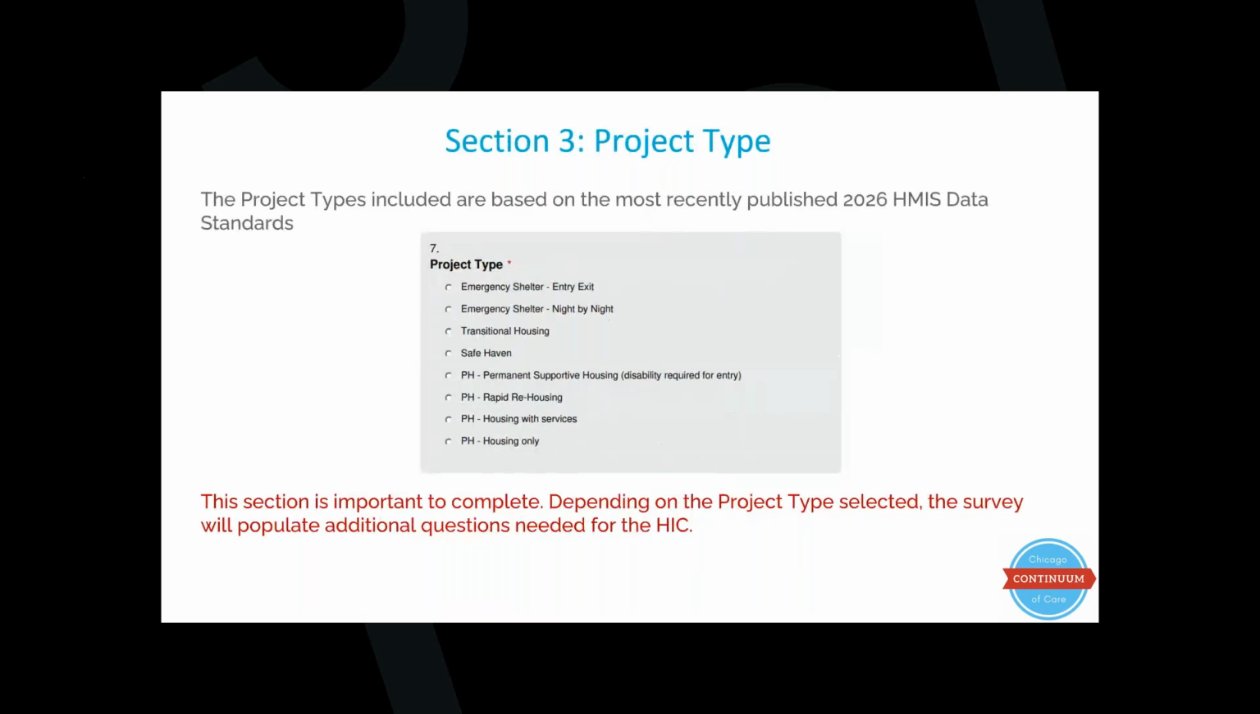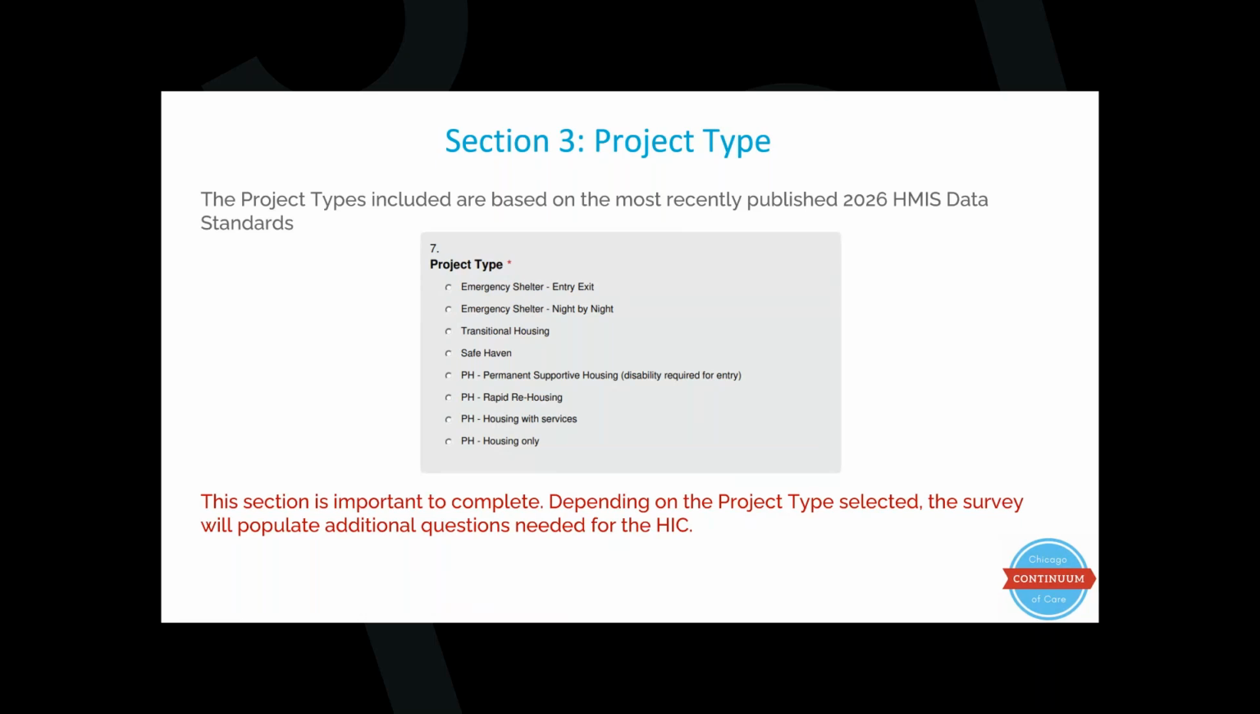Okay, so the next piece is going to be section 3, which is going to look at project types. Project types are all based on the most recent 2026 data standards. So we have emergency shelter, night by night, entry and exit, transitional housing, safe haven, and then the permanent housing projects that are included as well. You're only going to select one of these.